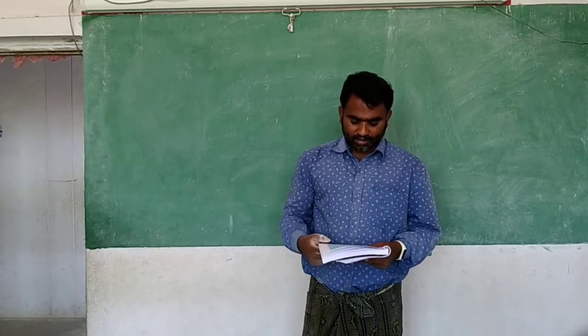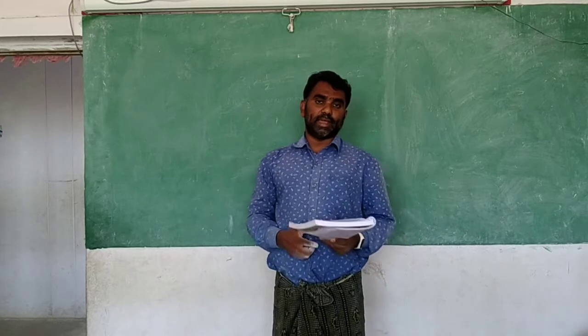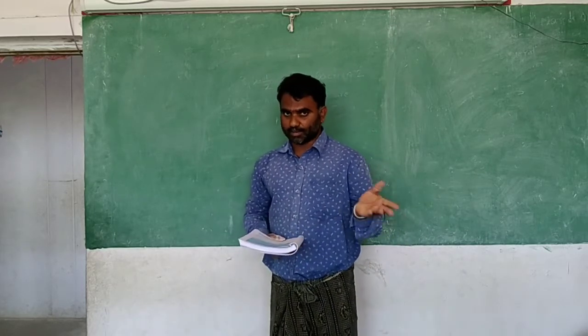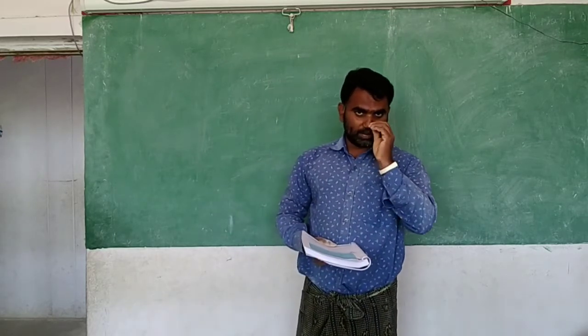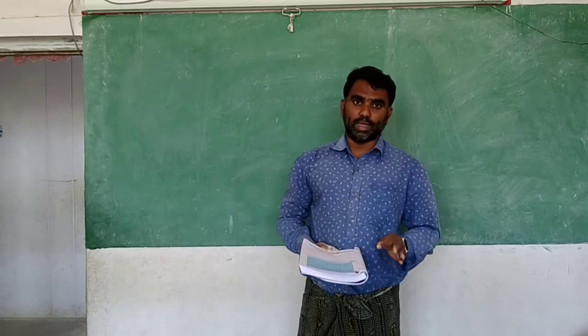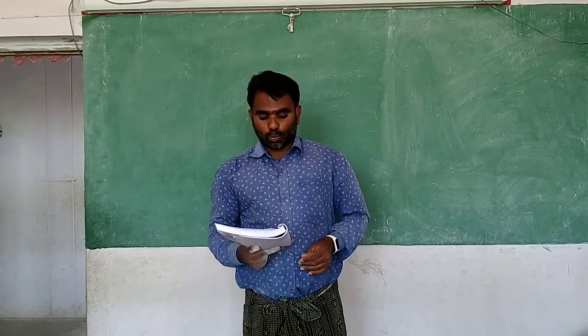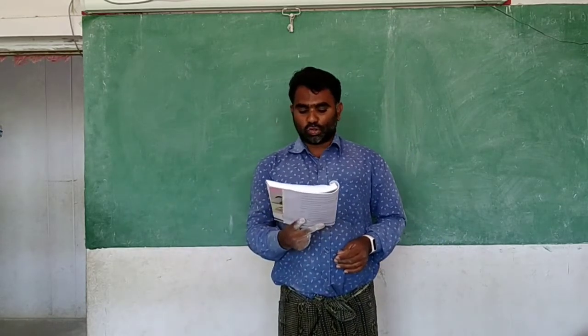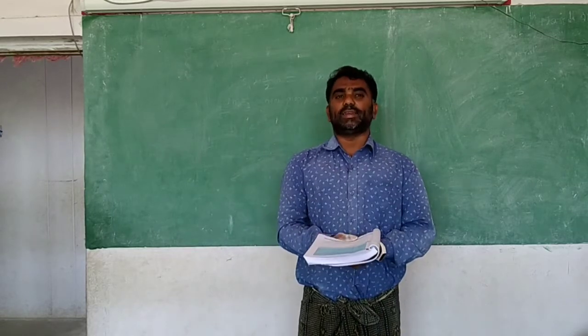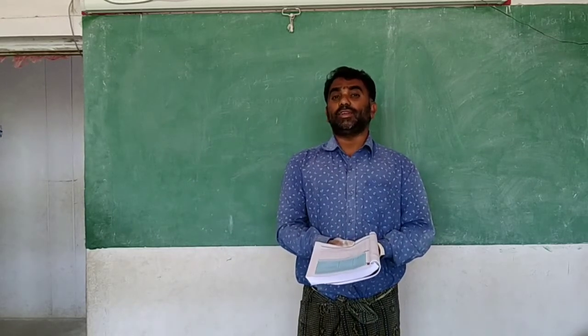In page number 37, exercise 3, the first 3 bits I have explained already in the previous class. Now we are going to see the 4th question in page number 37.